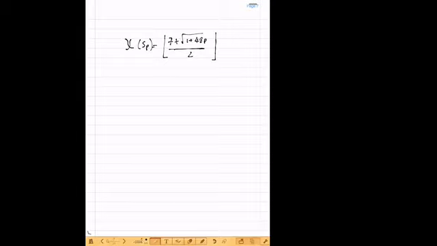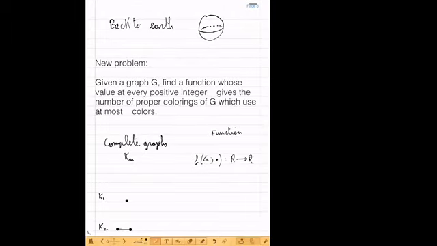Okay, so this is just to show you that a simple problem that started as a curiosity, like coloring a map, developed into this mathematical subject of coloring graphs on surfaces. Now let's go back to Earth, meaning the sphere or the plane, and let's look at a new problem. That is, if you have a graph, let's try to find a function whose value at every positive integer gives you the number of proper colorings of the graph.